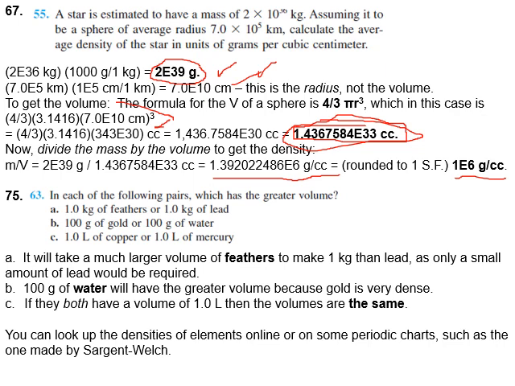So think about that for a minute. Water weighs 1 gram per cc, and this star has a density of 1 million grams per cc.